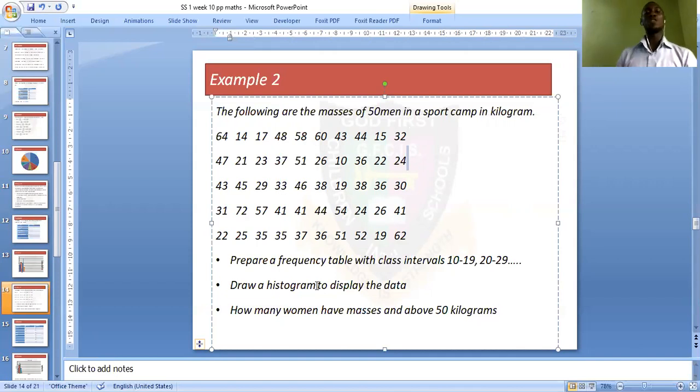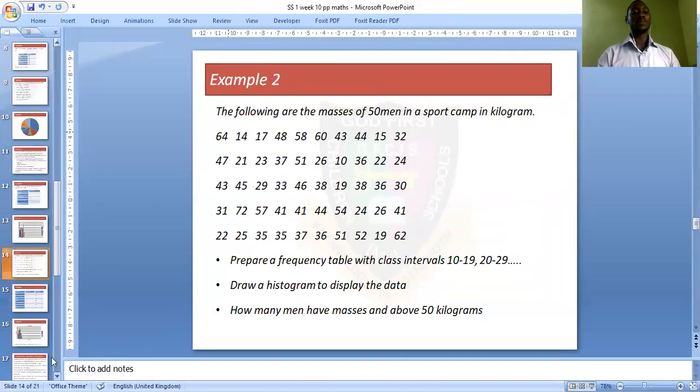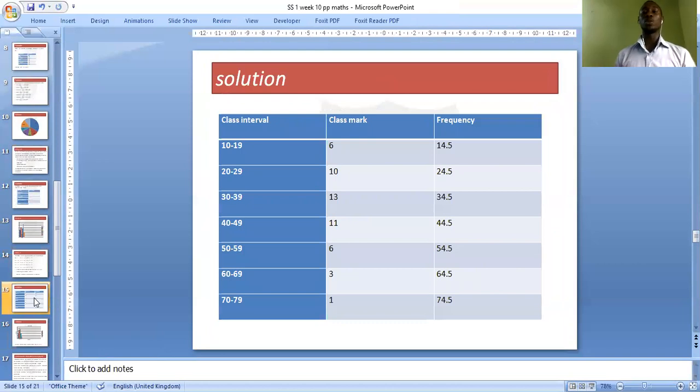And number three, how many men have masses above 50 kilogram? I told you for group data, you use your class mark to represent your variable.